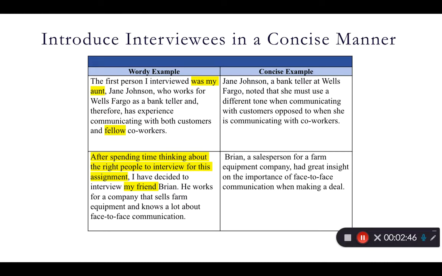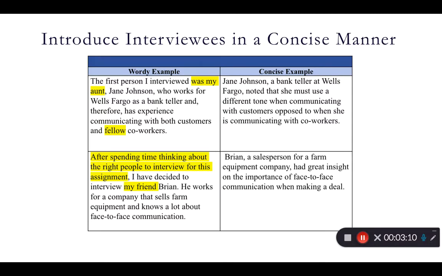The highlighted text here shows information that can be removed to create a concise sentence introducing your interviewees. Instead of introducing your source as my friend Jenna or my dad Mark, use their full name and job title. This improves the professional tone and demonstrates the credibility of your interviewees.